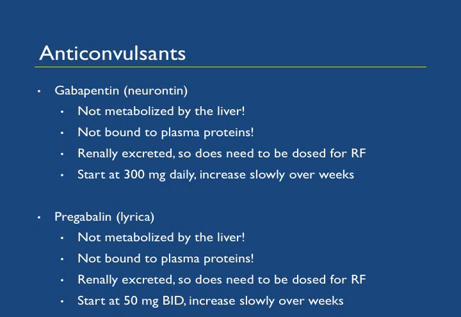Similarly, pregabalin, which is also known as Lyrica, is not metabolized by the liver and also not bound to plasma proteins. Similar to gabapentin, it is renally excreted, so dosages do need to be reduced in patients with liver disease and renal failure. Dosage should start low at 50 milligrams twice daily and can be increased slowly as side effects tolerate over weeks.